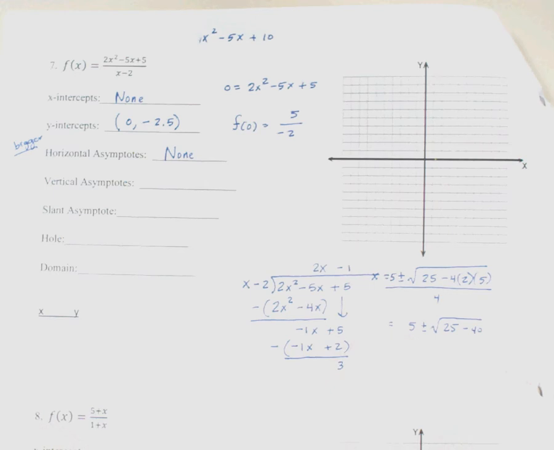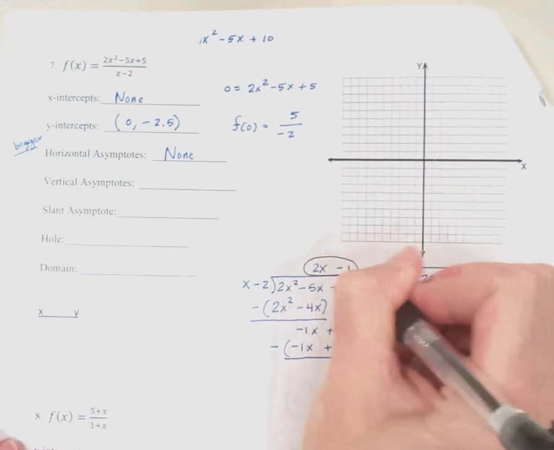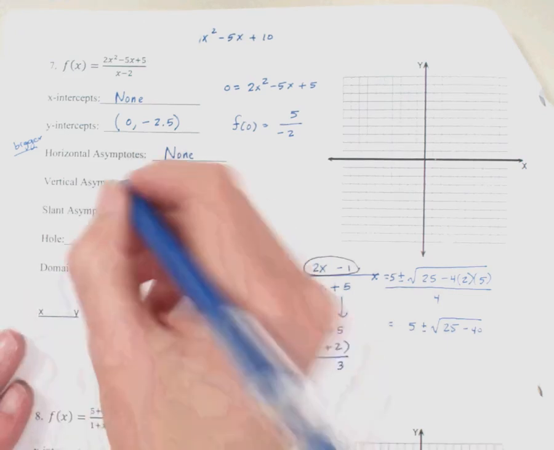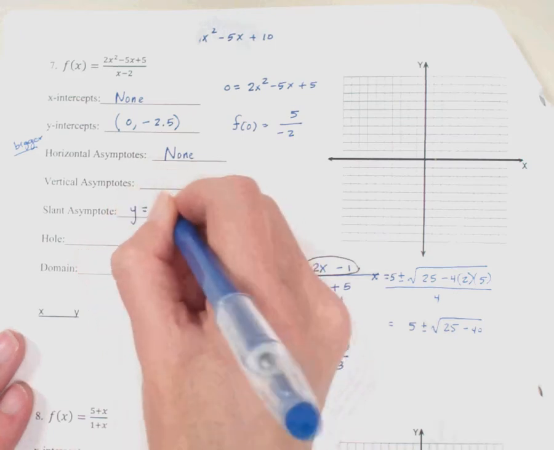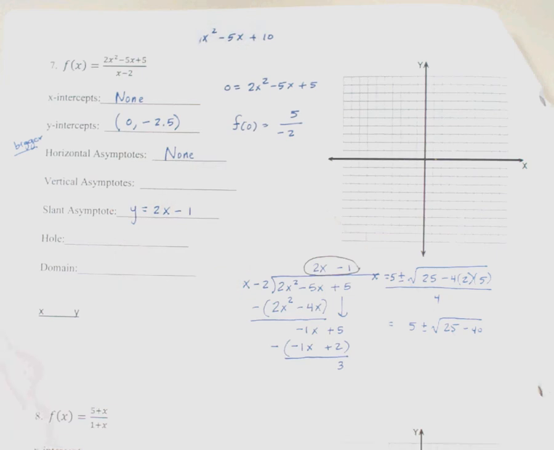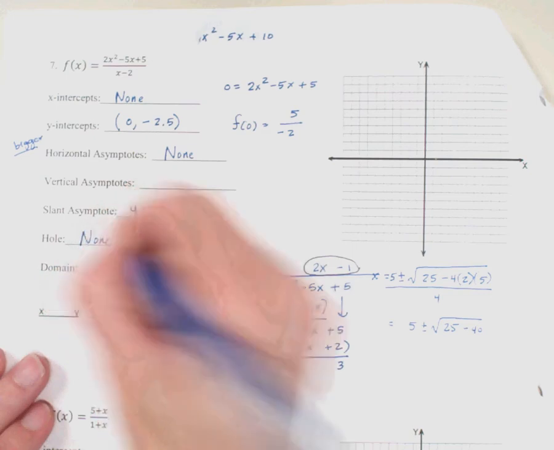Now, when we're looking at finding the slant asymptotes, we ignore the remainder. And whatever polynomial I have above, excluding the remainder, I set equal to y. And that creates your slant asymptote, which in our case is y equals 2x minus 1. There are no holes because the numerator cannot be factored.